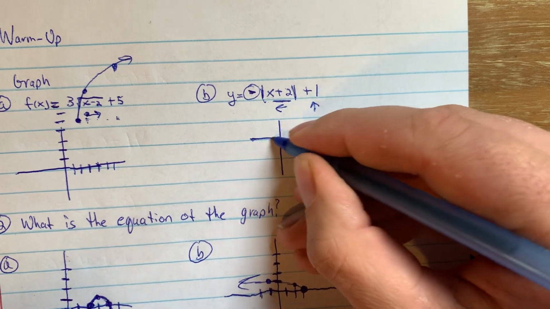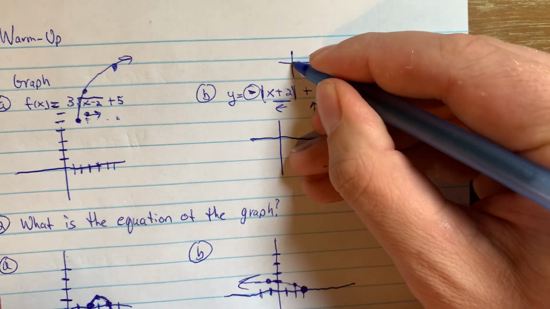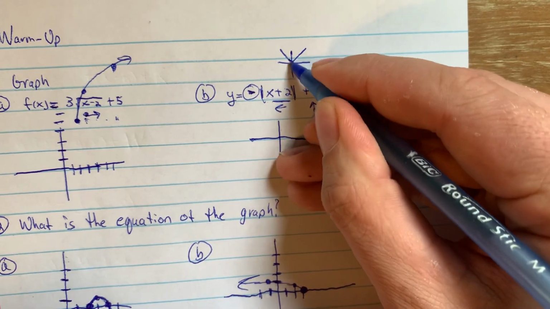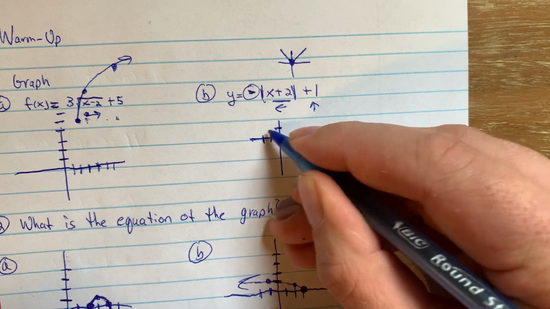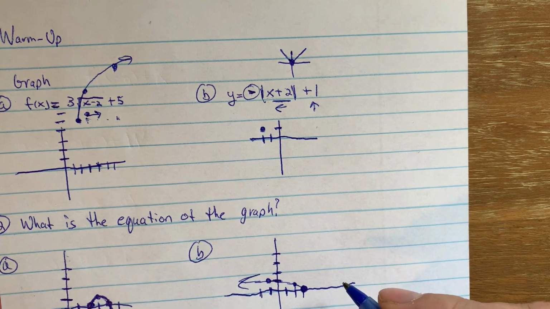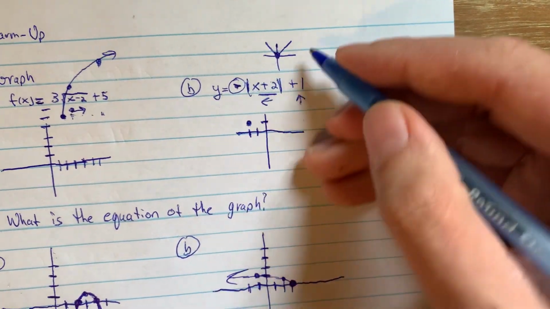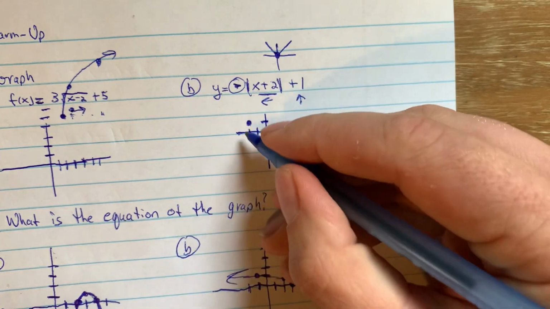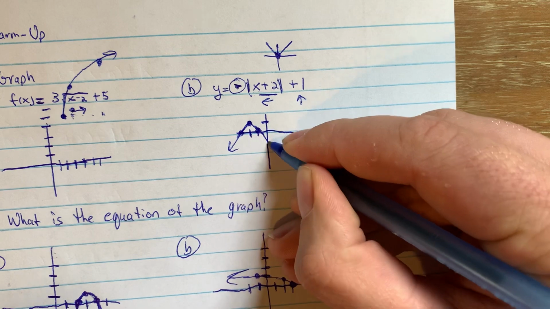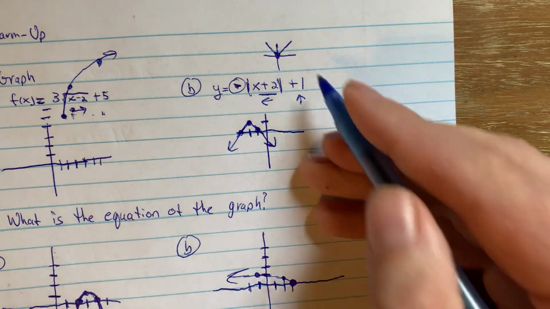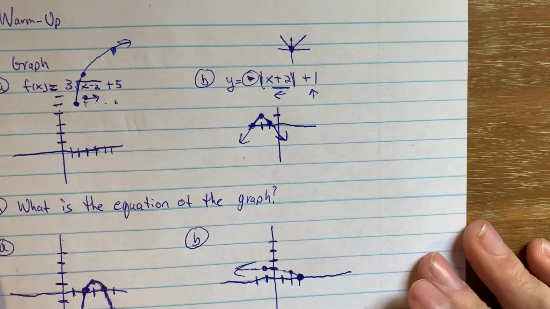Hopefully we feel good that the absolute value parent function looks like this. And so when we take that important vertex point and shift it 2 to the left and 1 up, this is where the vertex will be. But this negative reflects it vertically. And so this absolute value graph will open up going down instead of up. So it looks like this. So that's the transformations on the absolute value parent function.